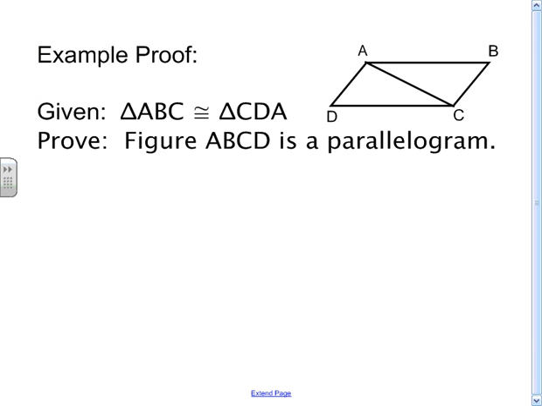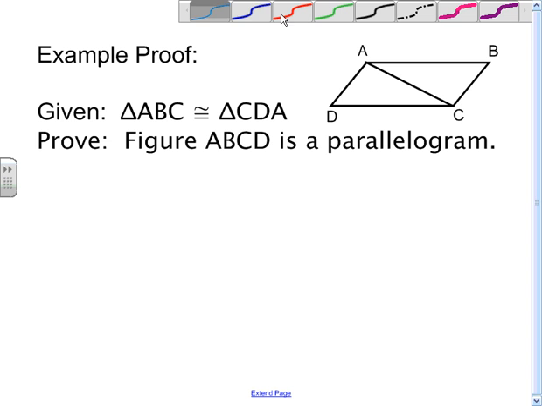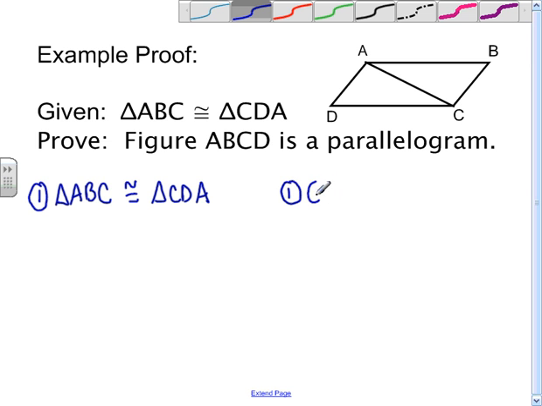So this is an example proof that we're given, and I think you can do this in 3 steps. You're given that you have 2 congruent triangles. So that's step 1. That hasn't changed even though we haven't done proofs for quite a while. You still put your given down first and then see what it tells you. These 2 triangles are congruent, and our reason is that they're given.